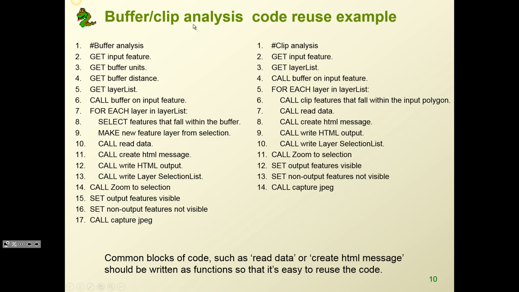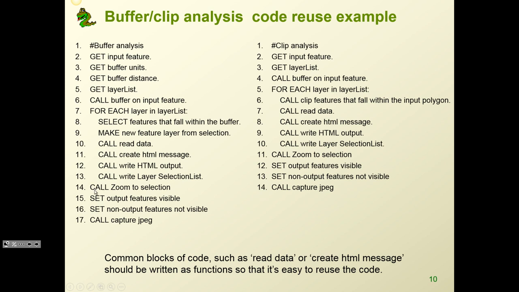Here's an example where the code is doing buffer analysis and clip analysis, and there are some, can you see the common lines of code in both of these two columns? Number 10 on this line is the same as number 7 on this set, and then it kind of goes on. So it's reading the data, creating HTML, writing HTML output, writing layer selection list. So this is a case where maybe you could have this sort of post-processing function that you call in either case, and it takes care of these things.